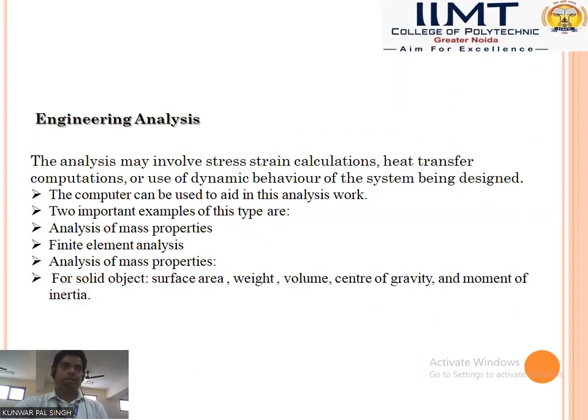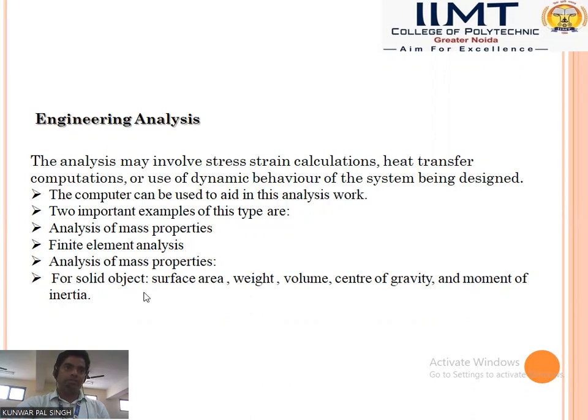Engineering analysis. The analysis may involve strain calculations, heat transfer, computation, or use of dynamic behavior of the system being designed. So we analyze the strain, heat transfer, and computations. For this purpose, the computer can be used to aid in this analysis. So these are all done with the help of computer. Two important examples of this type of analysis are mass properties, where we analyze the mass, and second is the finite element method.